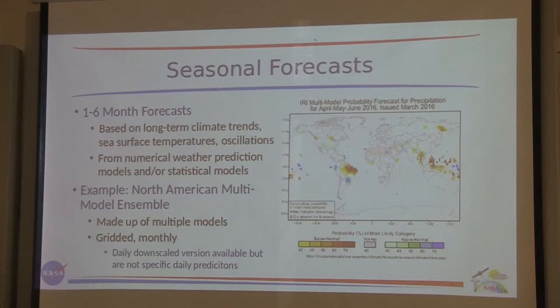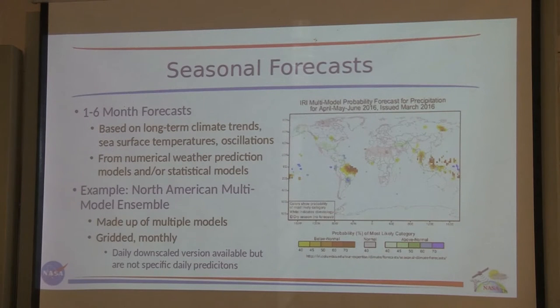We have seasonal forecasts as well. These are a little bit different. When you do a seasonal forecast, you're not necessarily trying to say that next month, on, let's say, June 3rd, it's going to be 14 degrees Celsius. You might see that for the weather forecast. You're not going to see that for a climate forecast.